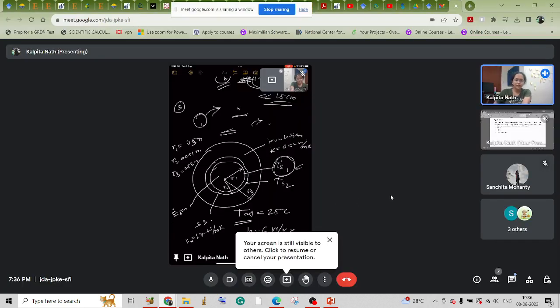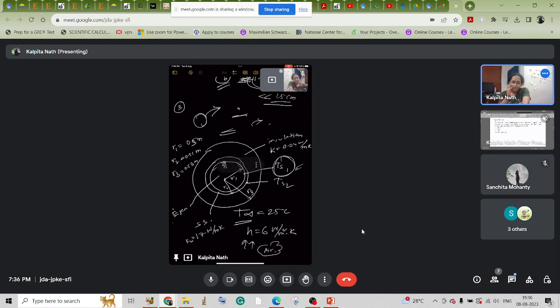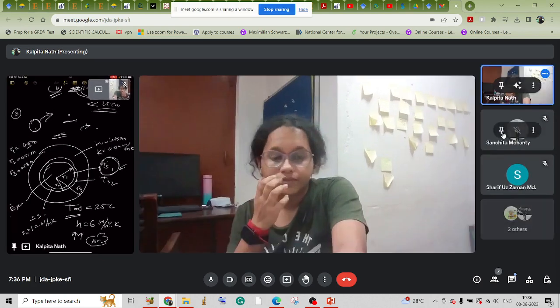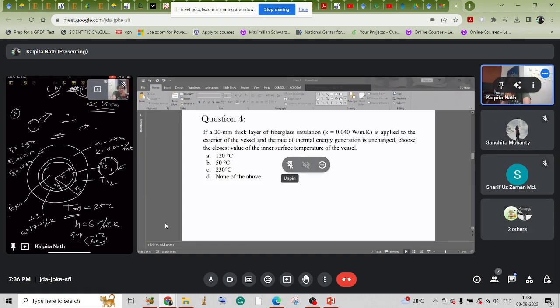So let's get on with this and solve, and whoever will be solving, kindly tell me. The question is also visible to you. You can pin the question when you want to check the question, and you can pin the diagram when you want to check that. Or you can pin both of them at the same time.